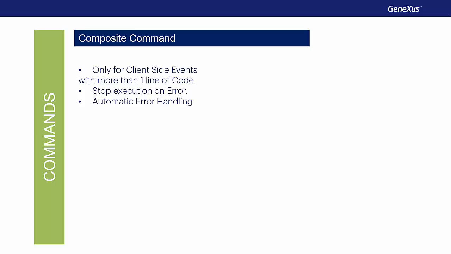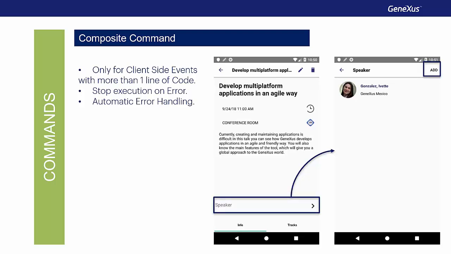We'll see this with an example. Suppose that we want to allow adding new speakers to the list of speakers of a session by inserting them into the database and then associating them with the session.